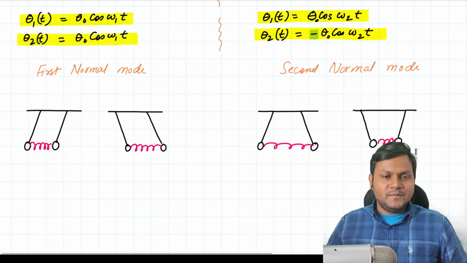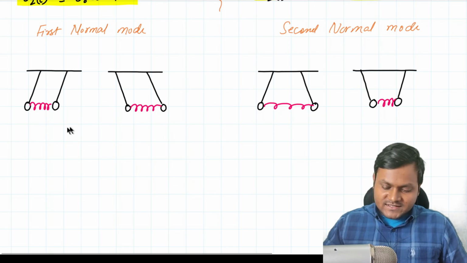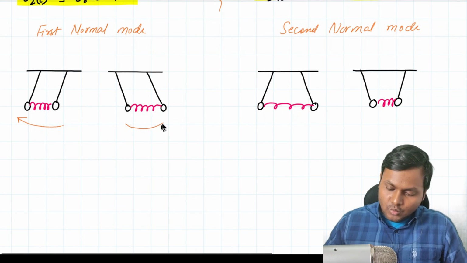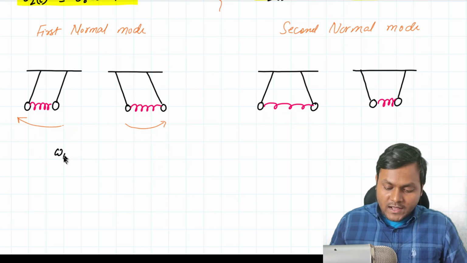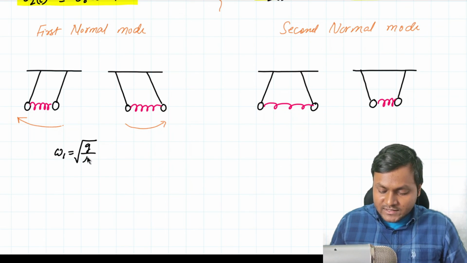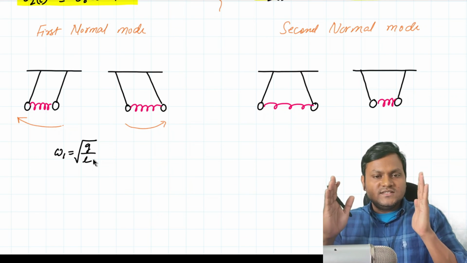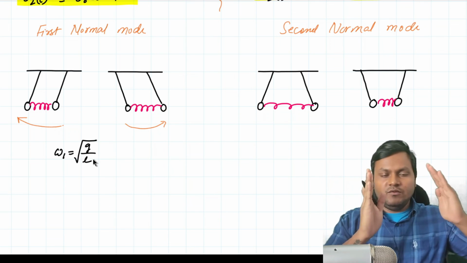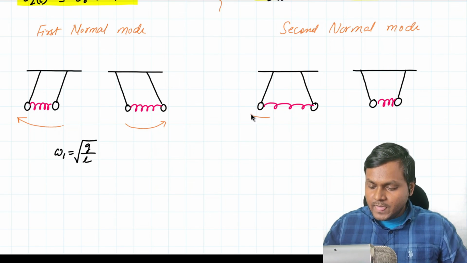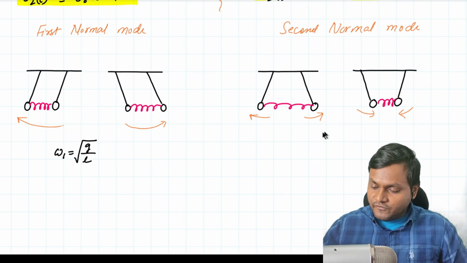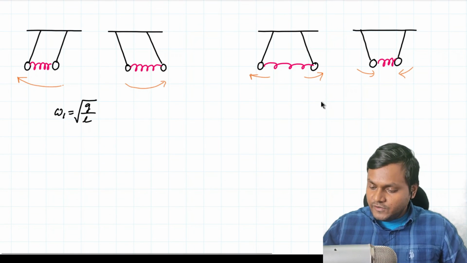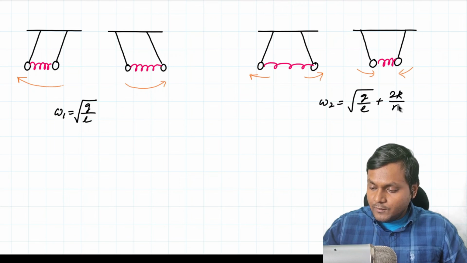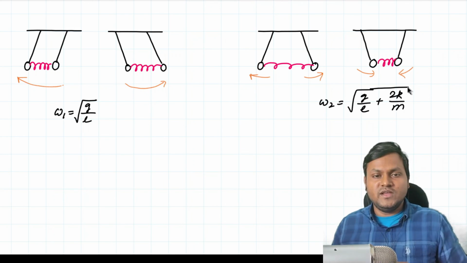So in the first normal mode, the entire system executes SHM with a frequency of omega 1, which is equal to root of g upon L. There is no k term here because the spring inside is uncompressed, as both the pendulums are oscillating in phase with the same amplitude. On the other hand, in the second mode the pendulums oscillate with the same frequency but 180 degrees out of phase. Therefore, the angular frequency omega 2 is equal to root of g upon L plus 2k upon m, that we have obtained. Here the spring is involved.